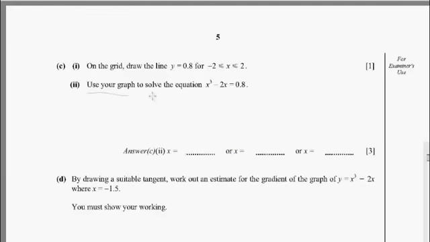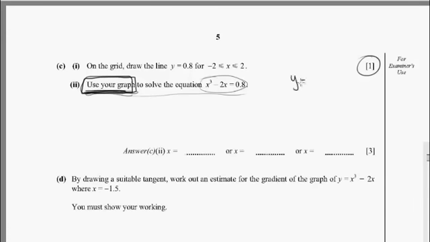On here it says use your graph to solve x cubed minus 2x equals 0.8. It says use your graph, okay? And remember, look at the number of marks. That last one we just did was just 1 mark. Wasn't that easy? We just drew a straight line, boom, 1 mark. Now in this question, follow the instructions. It says use your graph. They're probably giving you a hint that if you try to do it any other way, you're just going to make your life difficult. So let's use a graph.